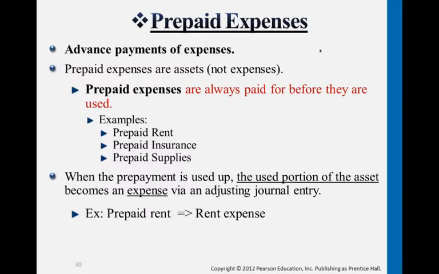Okay, the idea of supplies also falls under this category. So you purchased $1,000 worth of supplies. After a month, you used up, let's say, half the amount of it. You have only $500 of supplies left, and that turns into supplies expense.